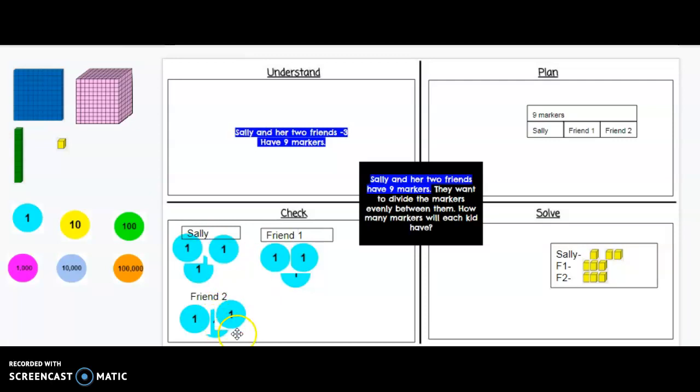And then we can see, boys and girls, that we have 3. 1, 2, 3. 1, 2, 3. 1, 2, 3. And if we check our answer with what we solved, we see that we have 1, 2, 3, 1, 2, 3, 1, 2, 3. So each person would have 3 markers. So your answer would be 3.